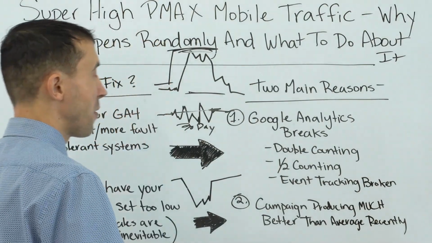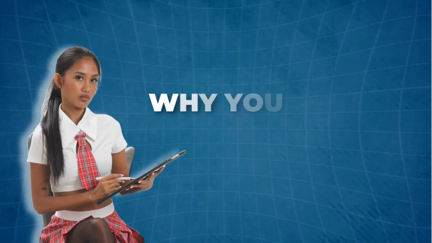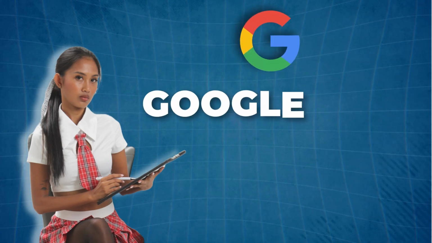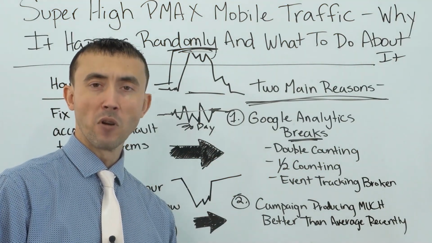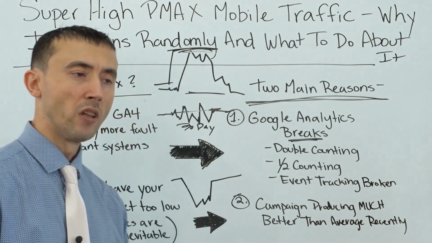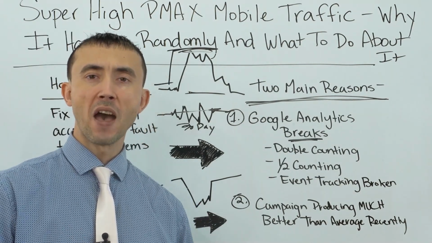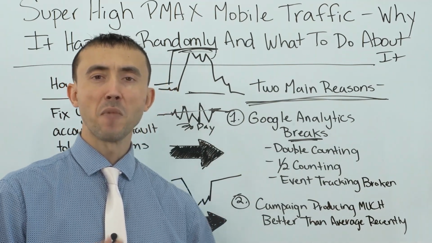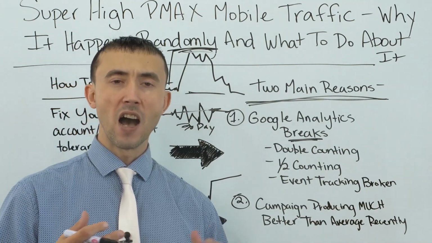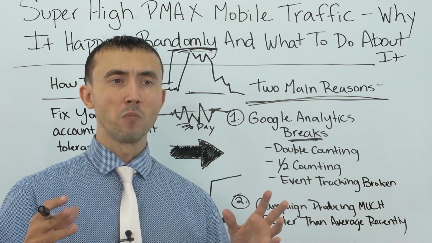But getting back to what I was saying here, the two main reasons why you get loaded up with the mobile app traffic is, number one, Google Analytics breaks, okay? If you weren't aware, and I wasn't aware for a long time, Google Analytics is used by PMAX to steer the campaign, which makes sense if you think about it from a high-level view.